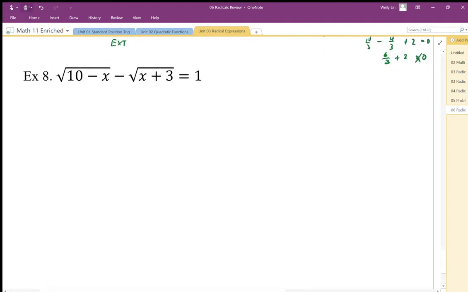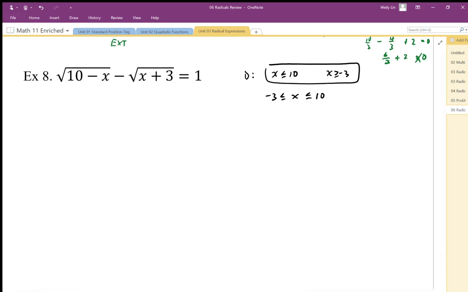So this last one here, we're gonna again state our domain first. Our domain restriction is going to be x is less than or equal to 10, and x is greater than or equal to -3. So our domain together is going to be between -3 and +10. Okay, so again, this is just the inside restriction.